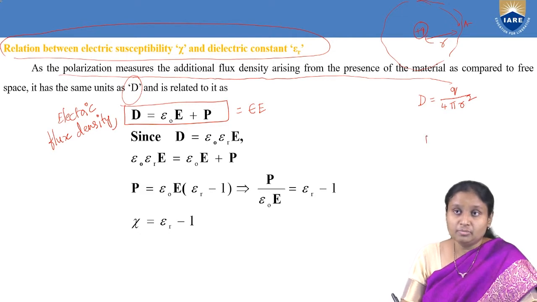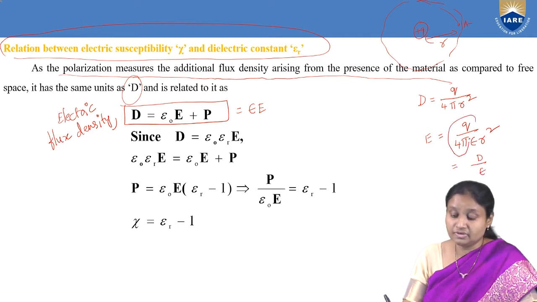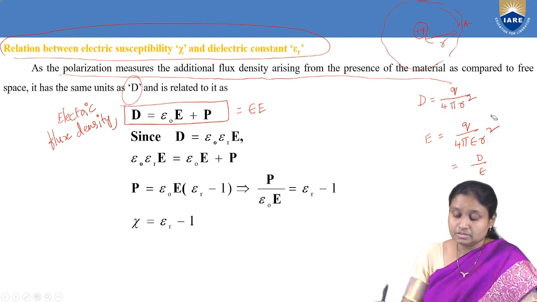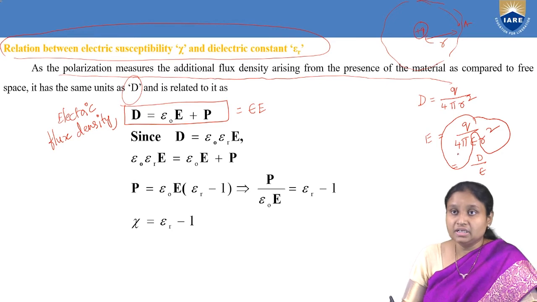But when we talk about our electric field E, it is given as Q divided by 4 pi epsilon r square. So, as you can see here, it is given as D by epsilon, because if I consider only the term Q by 4 pi r square, it is nothing but our D. So it is D by epsilon. From this we have D as epsilon E.